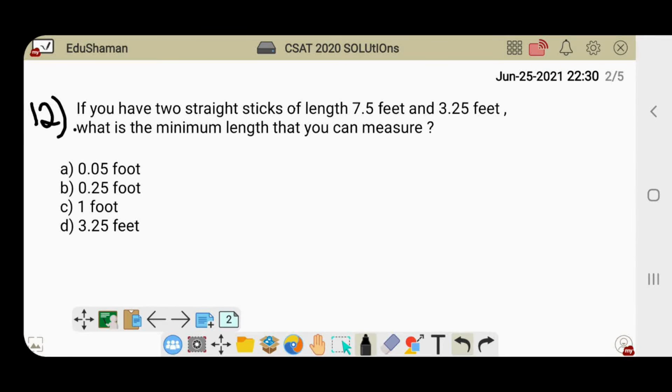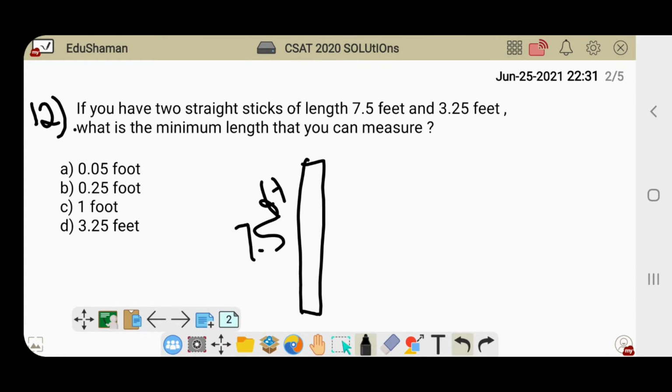Here they have not told us whether we can break the stick or not. So let's assume that we cannot break the stick, because if we can break the stick, we can measure the most minimum of the lengths. So what we can do is, supposing we have the largest stick, which is 7.5 feet in length. Then we have a smaller stick, we keep it side by side besides each other, and you have this length of 3.25 feet.